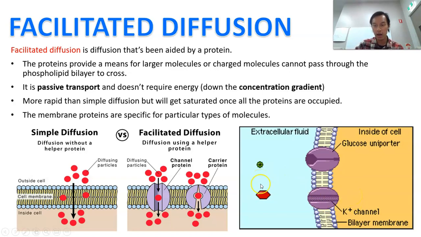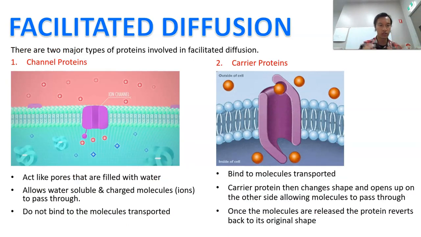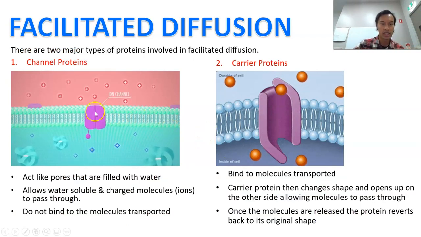On the other hand, the carrier protein, when the molecule attaches to it, changes shape and allows the molecule to pass through. And so that's the difference between the channel protein and the carrier protein. Here's another diagram to give you a better idea.